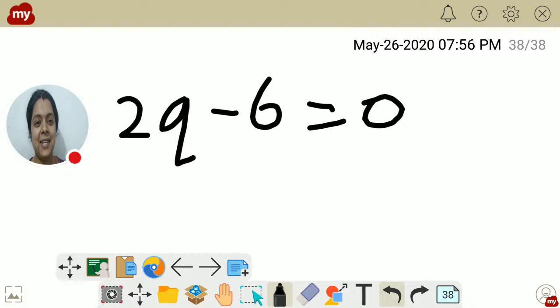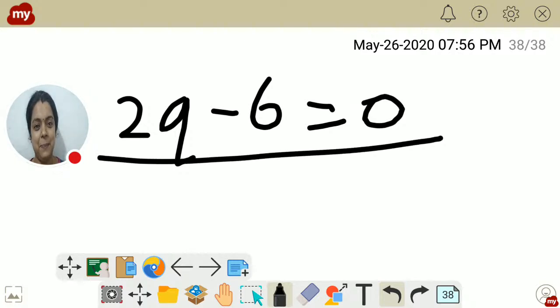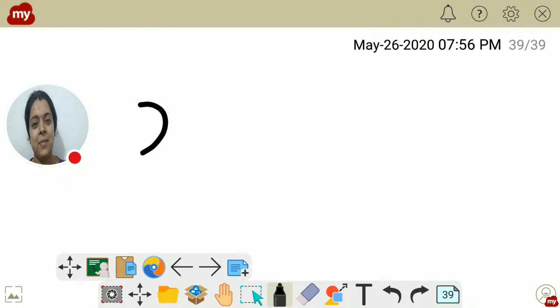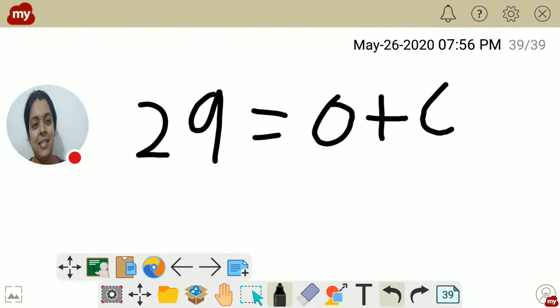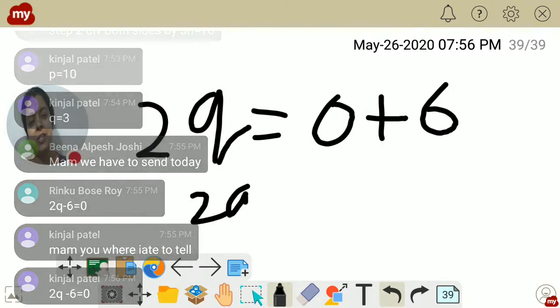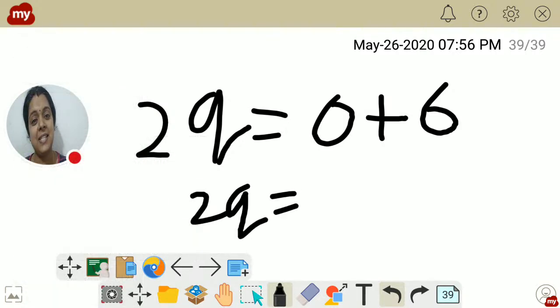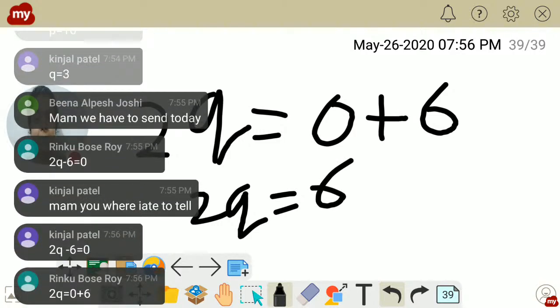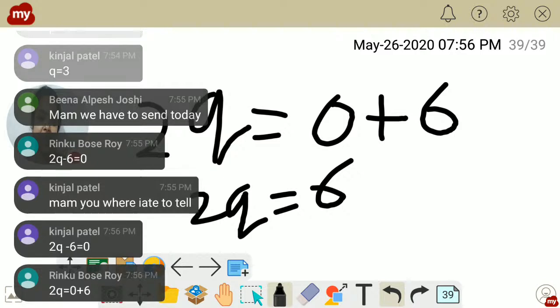2q minus 6 is equal to 0. So this is the first step. What is the next step? 2q is equal to 0 plus 6. Second step, right? What is the third step? Very good. Which is the next step? Next step will be 2q is equal to 0 plus 6. Means what I told you, say tata bye bye. So 0 plus 6 comes 6. Very good. Correct answer.